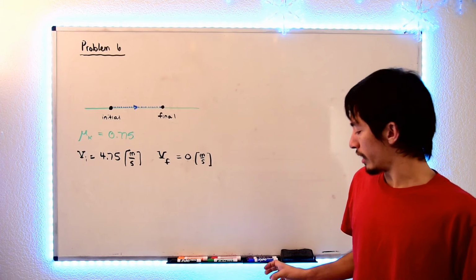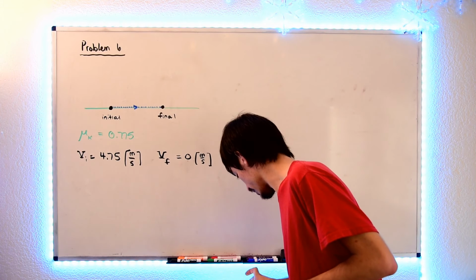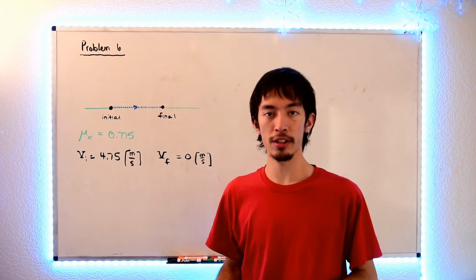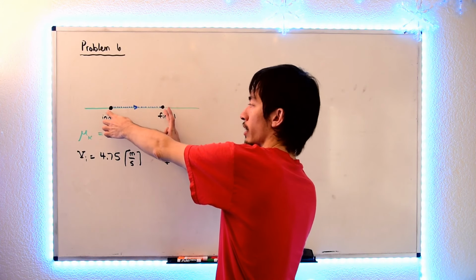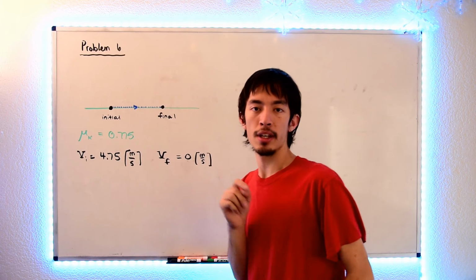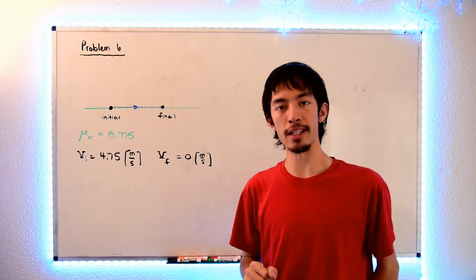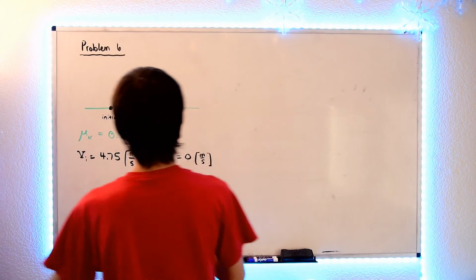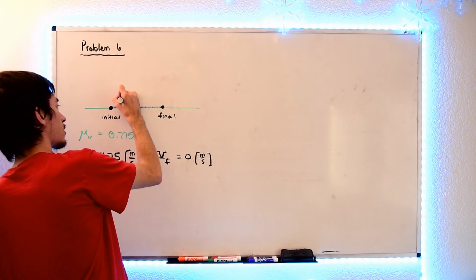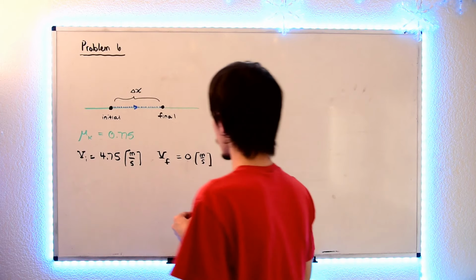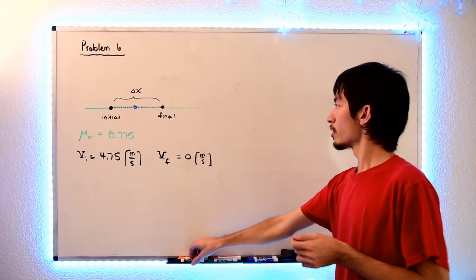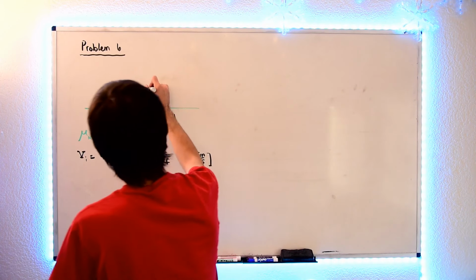With that, we need to find the distance that they slide. It says how far do they go before they come to rest. So we need to find what the distance between the initial and the final point is. That distance is also known as the displacement. So let's call this distance between here and here delta x for the displacement. So we need to know what that is.